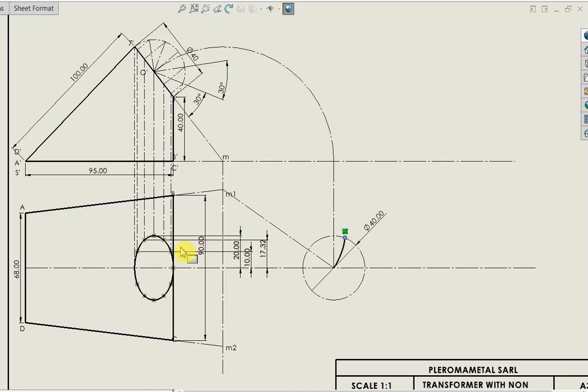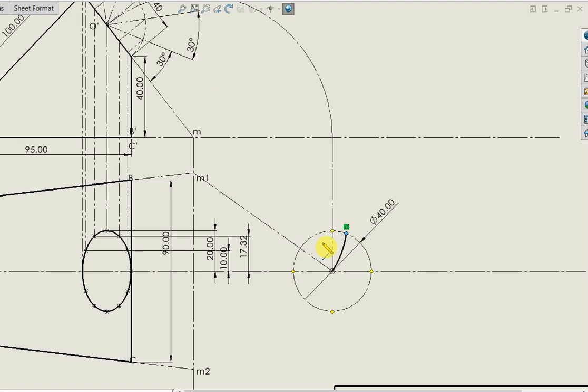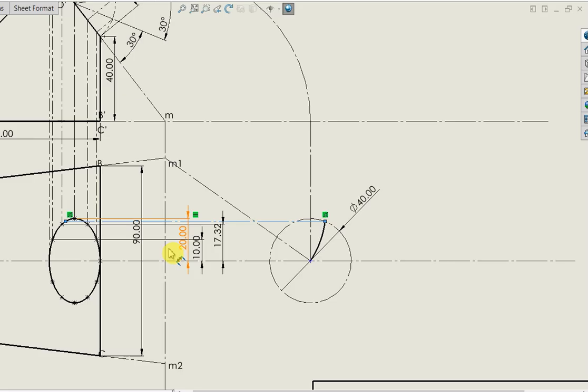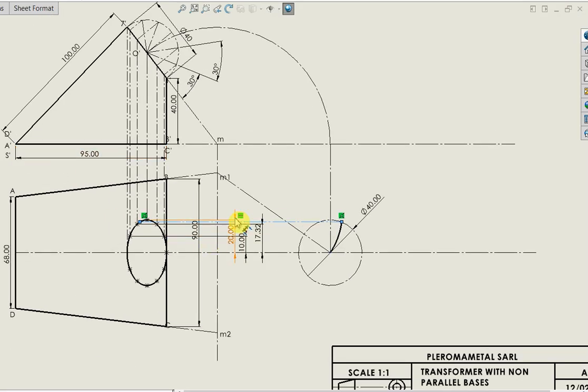I'll transfer this tangent point to the ellipse with a line where it meets the ellipse. That will give me the tangent point on the ellipse. So ensure this line is horizontal. On the ellipse, I'm going to name the tangent point T1, the tangent point from the circle to the ellipse.